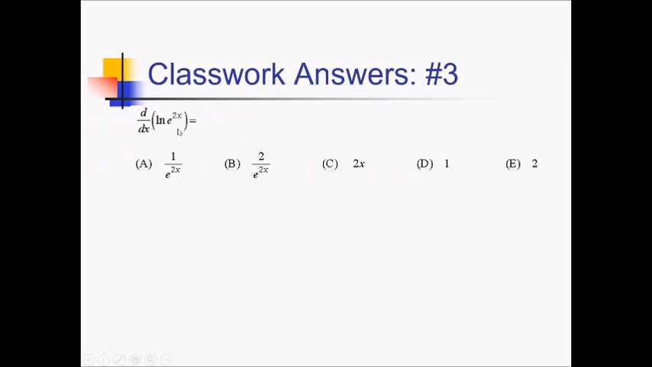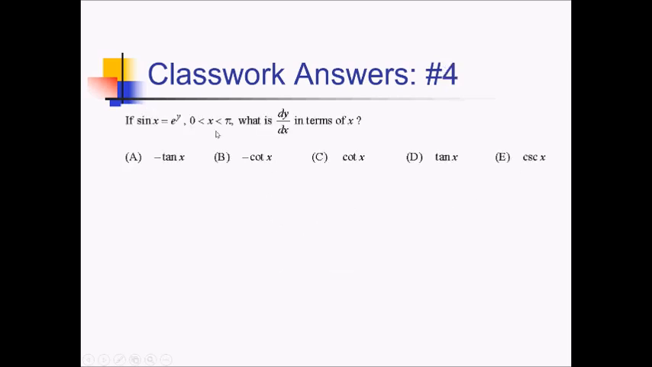To take the derivative of ln of e to the 2x, you could use a short chain rule, or you could make this problem even shorter, recognizing that ln and e cancel each other out. So this is really just the derivative of 2x when all is said and done. Derivative of 2x is just 2. Choice E.